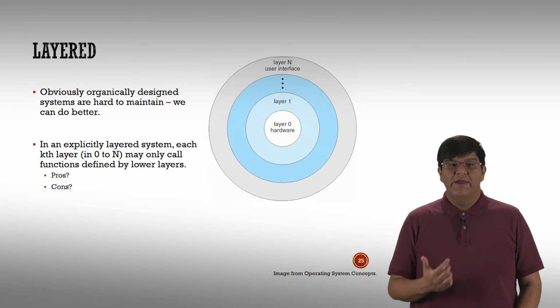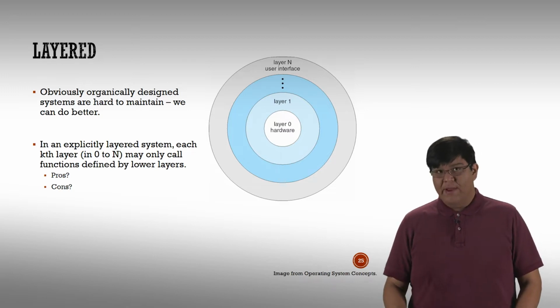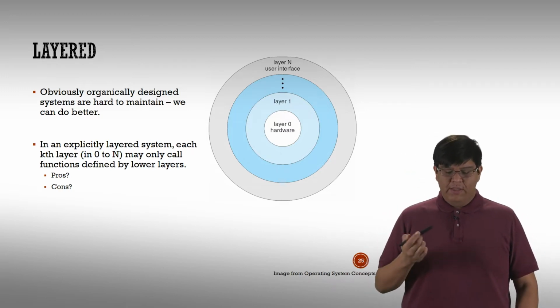We want to make things layered, right? So we want to address that issue of maintenance. Our issues there were maintenance, performance, and security. How can we try to make things a little bit better? This approach here is what we call a layered system.